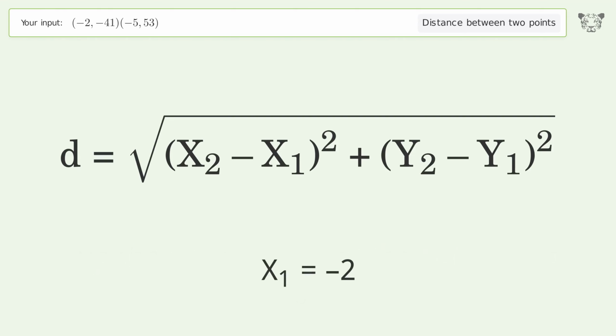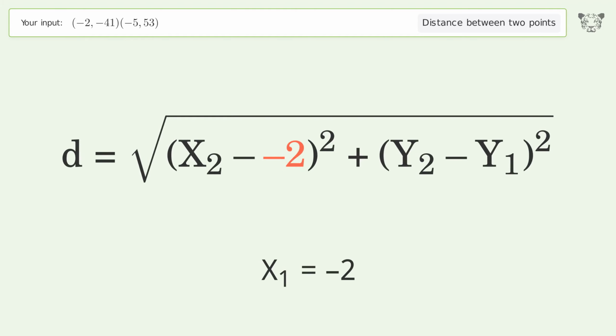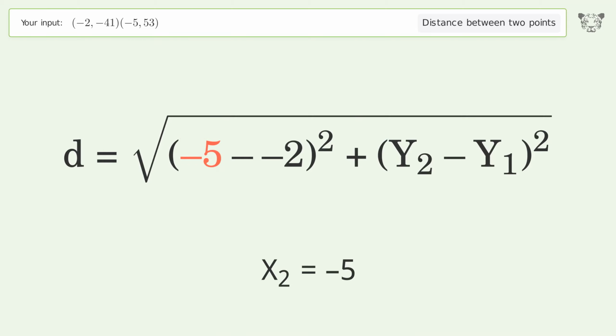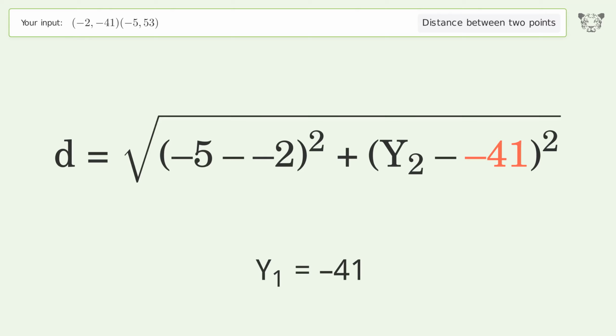x1 equals -2. x2 equals -5. y1 equals -41. y2 equals 53.